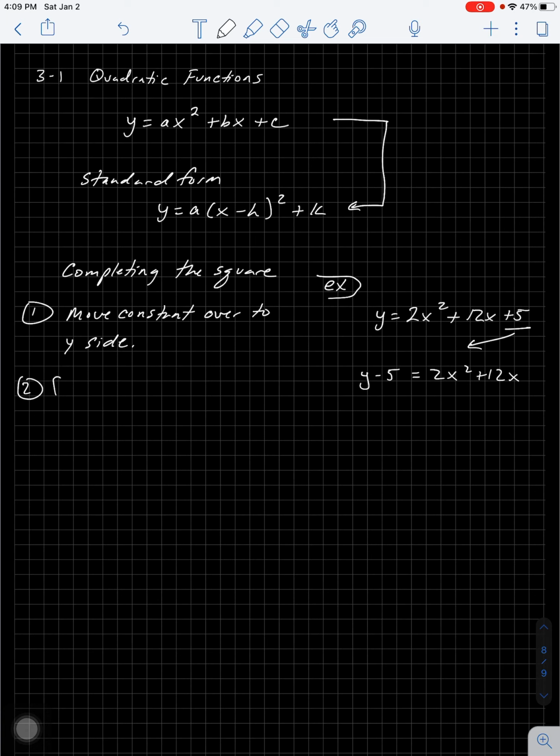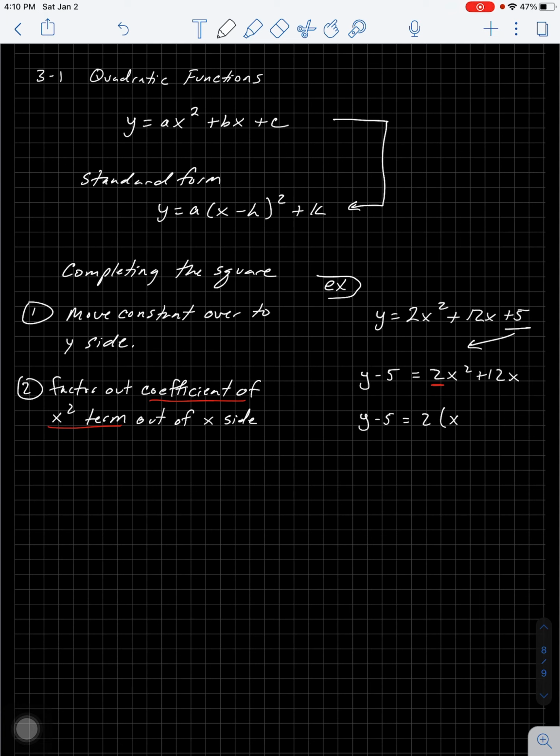The second step is you're going to factor out the coefficient of the x squared term. So what that means, the coefficient of the x squared term, that's the number in front of the x squared. That's what coefficient means, the number in front of. So I'm going to take that out of the whole right side. So factor the coefficient of the x squared term out of the x side, let's say. It doesn't have to be on the right, but I usually try to put it on the right. So that's going to look like this.